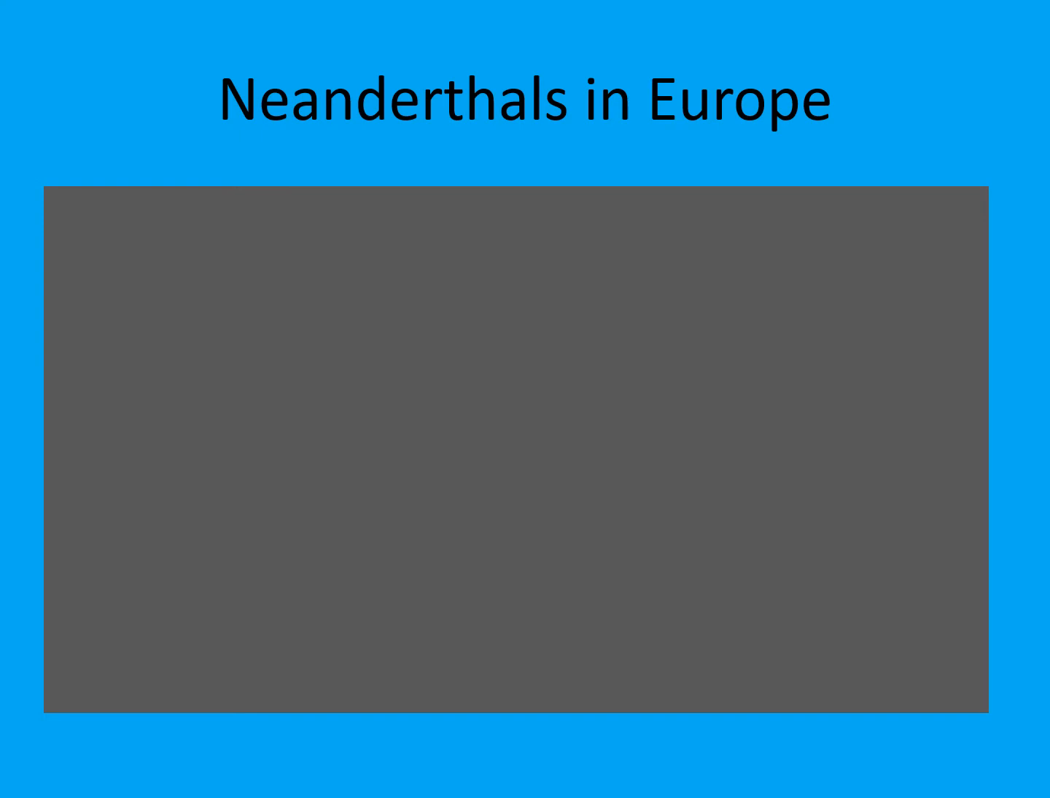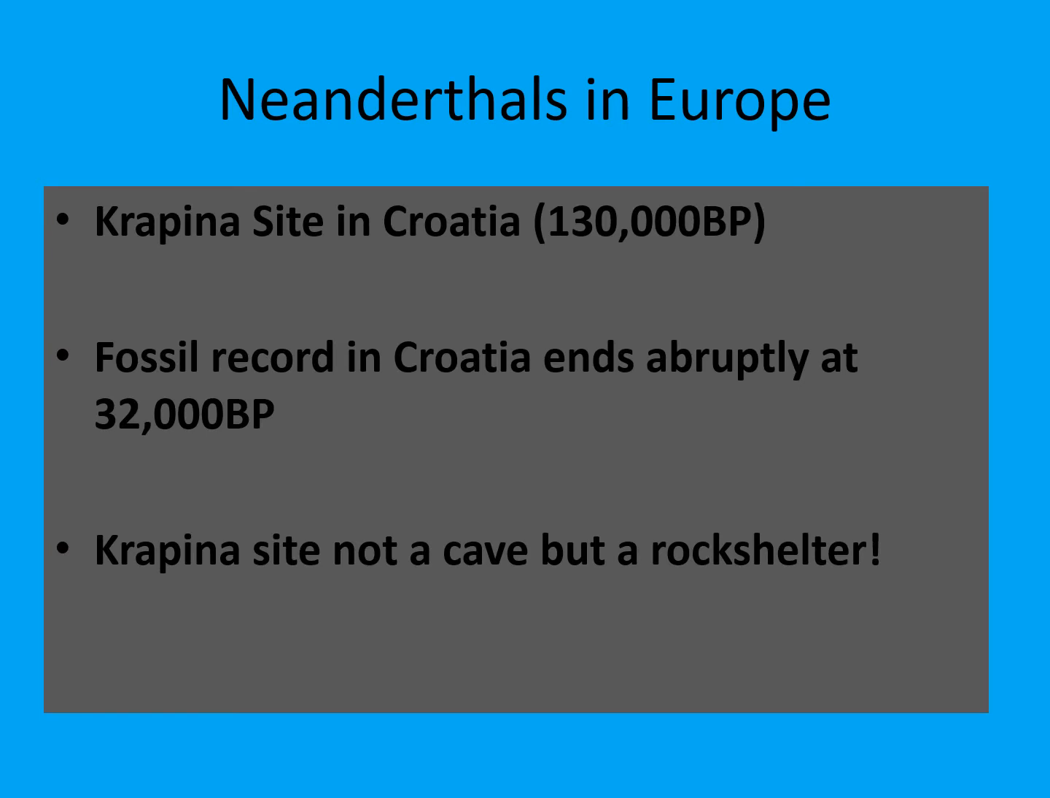So if we look at some of the Neanderthal finds in Europe, kind of shifting away from the Middle East and moving over to Europe, we have the Krapina site in Croatia, which has specimens that date to around 130,000 years ago. The fossil record in Croatia ends abruptly at 32,000 BP. So it's not in essence that people left. It's just that fossilization may not have been conducive at that point.